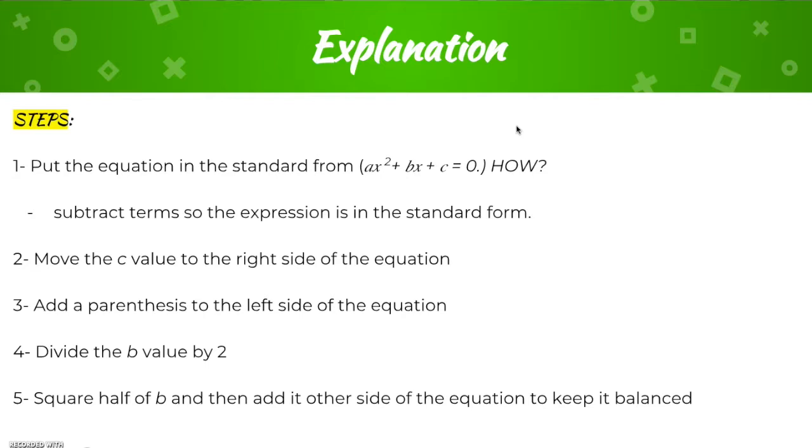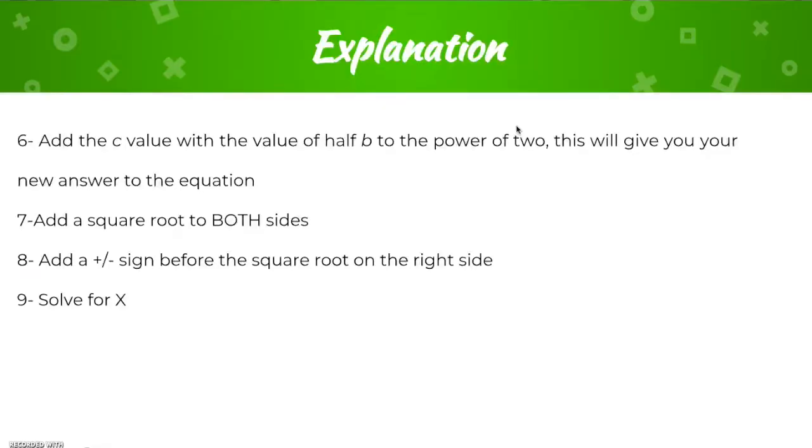After that, you should move the c value to the right side of the equation, and then add a parenthesis to the left side, this being ax squared plus bx. Then divide b value by 2 and square it. But don't forget that you need to add the answer of b divided by 2 to the power of 2 to the right side of the equation to keep it balanced. Then you need to add the c value with b divided by 2 to the power of 2, and this will give you your new final answer.